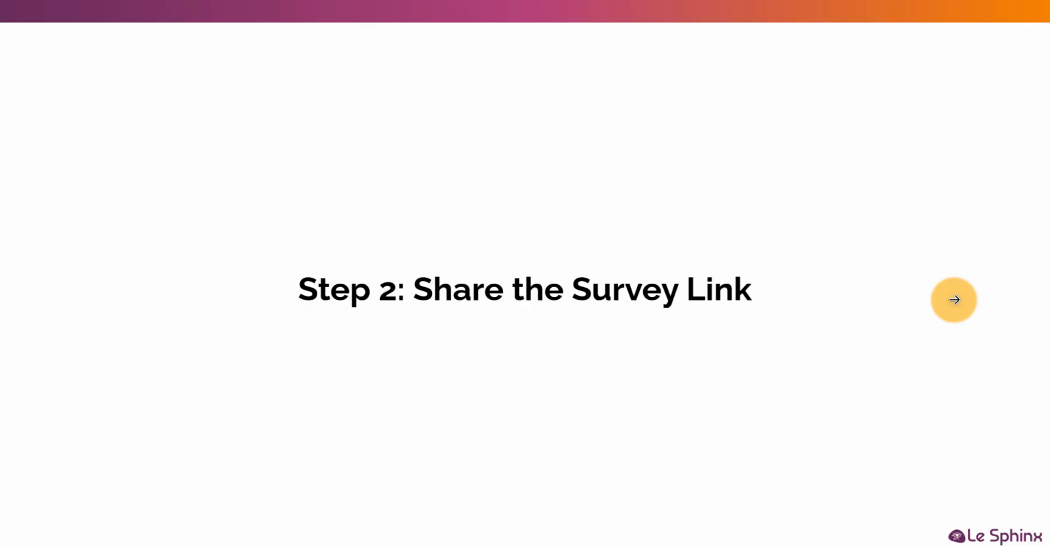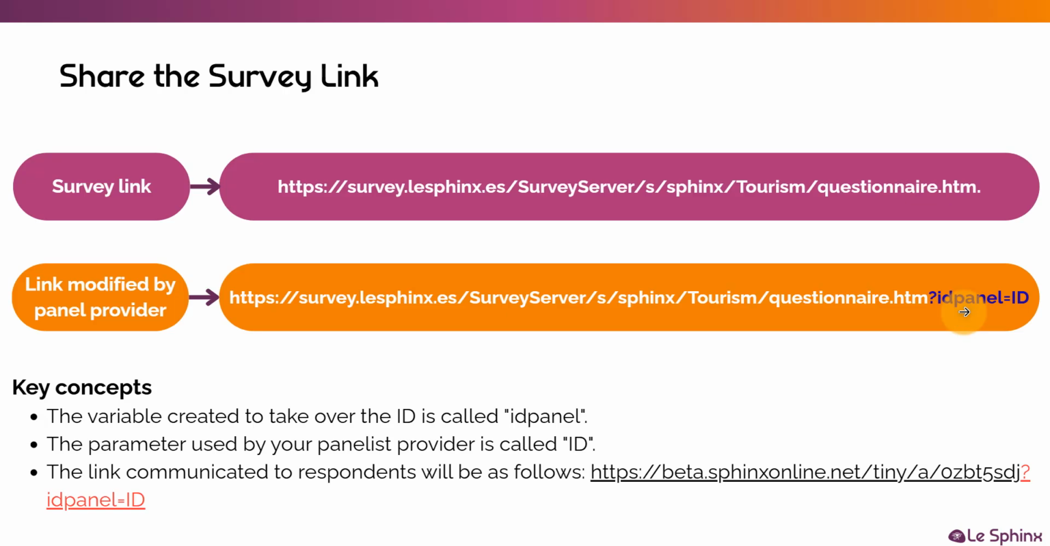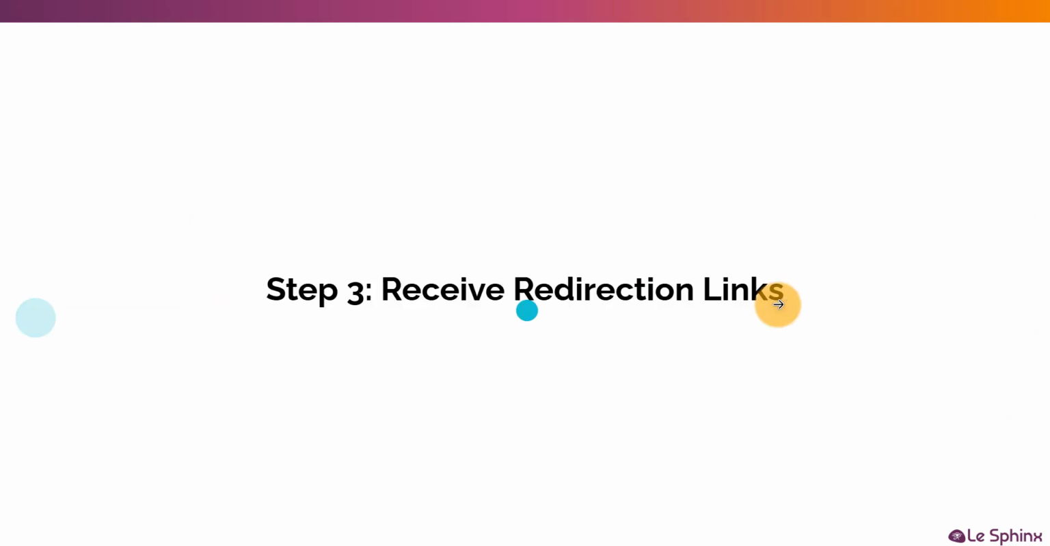Step 2. Share the survey link. Share your survey link with the panel provider. You do not need to modify this link yourself. The panel provider will append a parameter containing the respondent ID at the end of the link. This ensures each response is linked to a specific panelist.